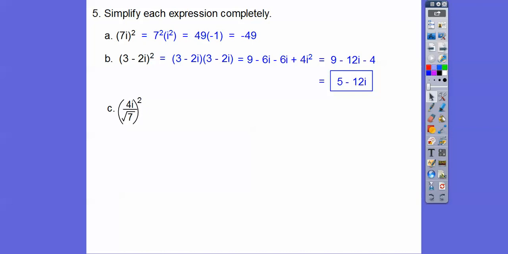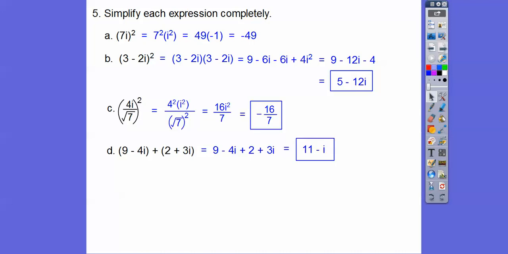All right, so what do we have here? Okay, so now we've got to square this. We've got to square everything. I'm going to square this 4, so 4 squared, i squared over root 7 squared. Everything's being squared inside that radical. 4 squared is 16, 16i squared, which is -16, and then when you square a radical, it disappears, so root 7 squared is just 7.